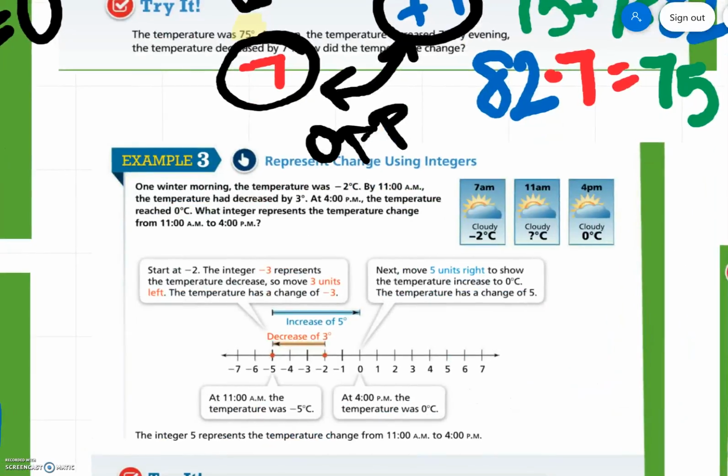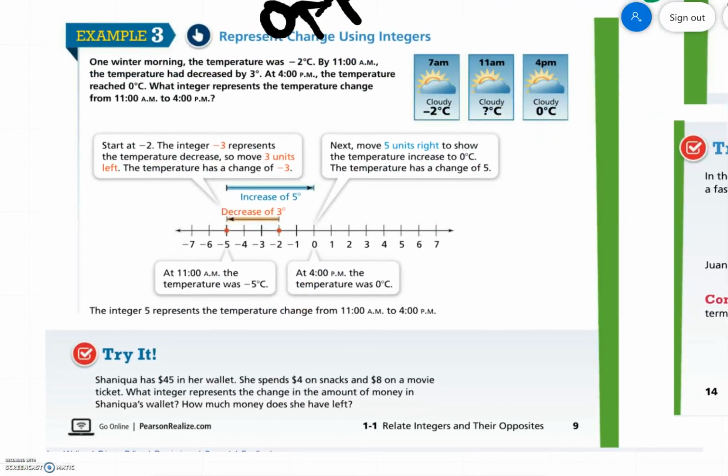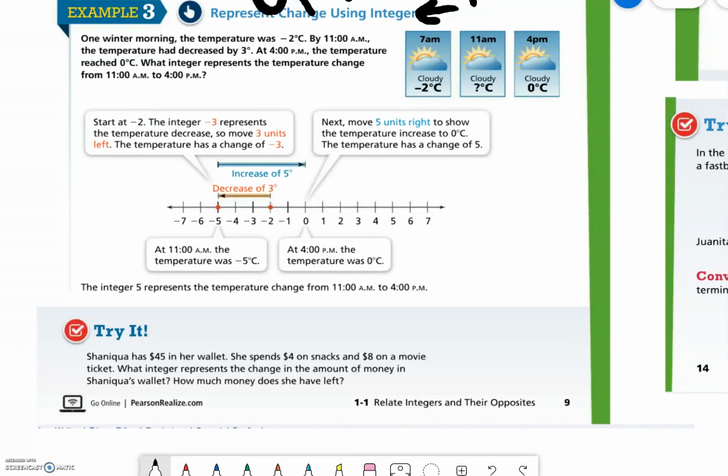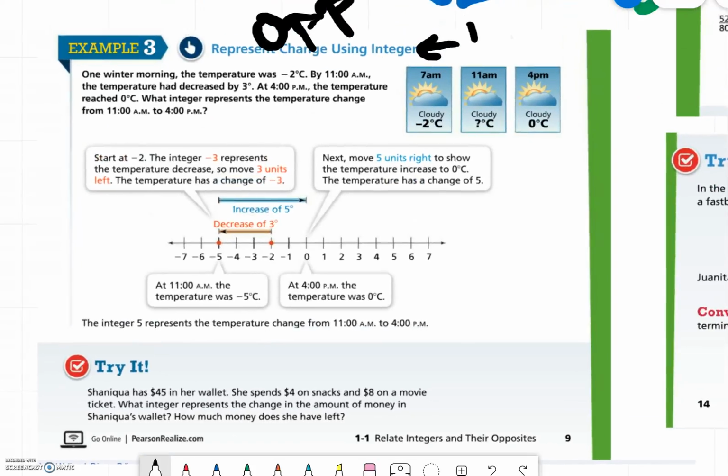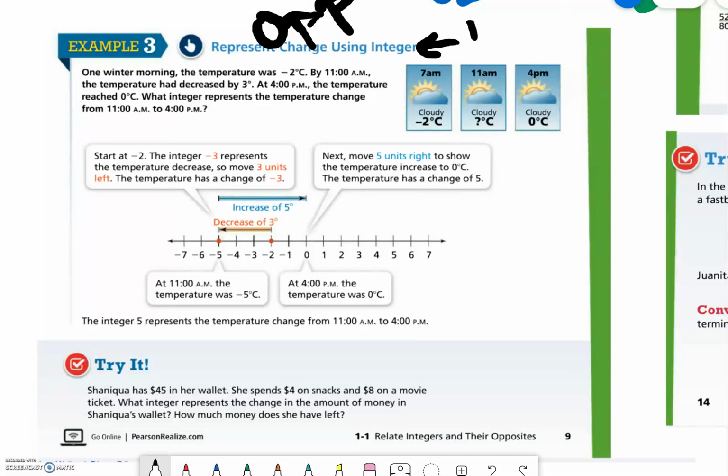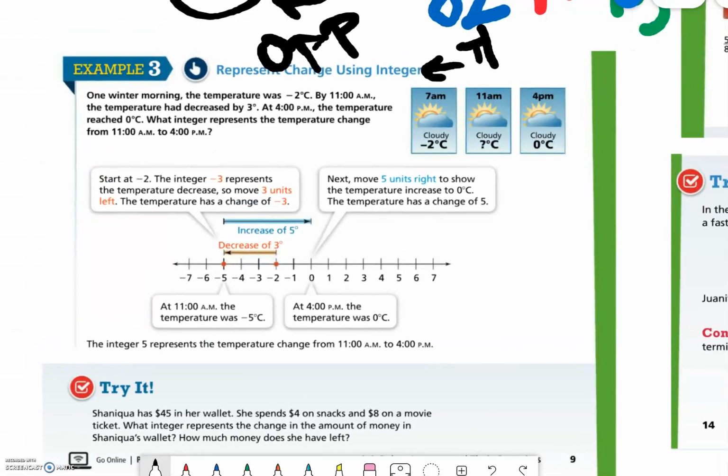Last example for this lesson. Represent change using integers. Now, integers, in case you didn't know, are numbers that are not decimals. So numbers that are not decimals.